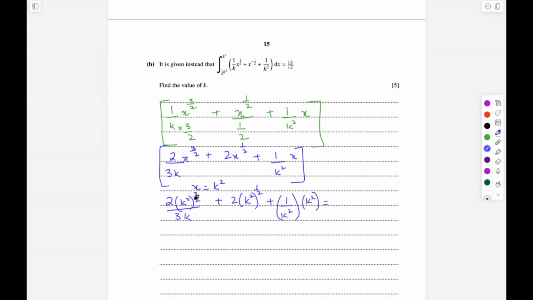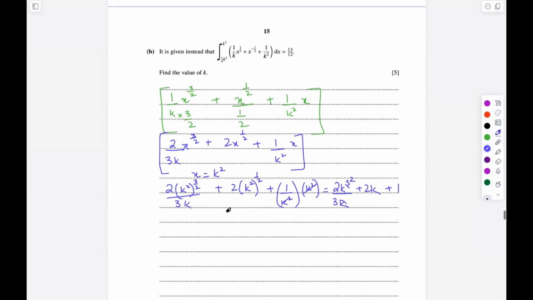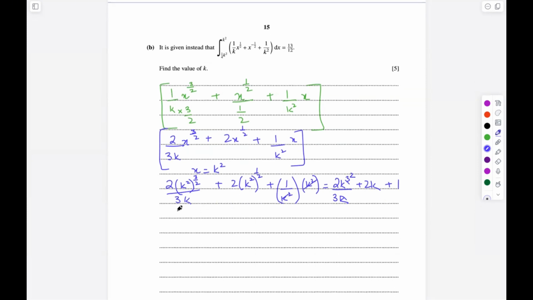Now simplifying this, the first term, k squared to the power 3 upon 2, will become, so 2 into 3 upon 2, that will become 2k cube. So we'll have 2k cube upon 3k. K squared multiplied by 1 upon 2 will become k, so that will be plus 2k. And over here, k squared will cancel, so we'll have a plus 1. So k and k cube will cancel, so the final expression for this upper limit will be 2k squared upon 3 plus 2k plus 1.